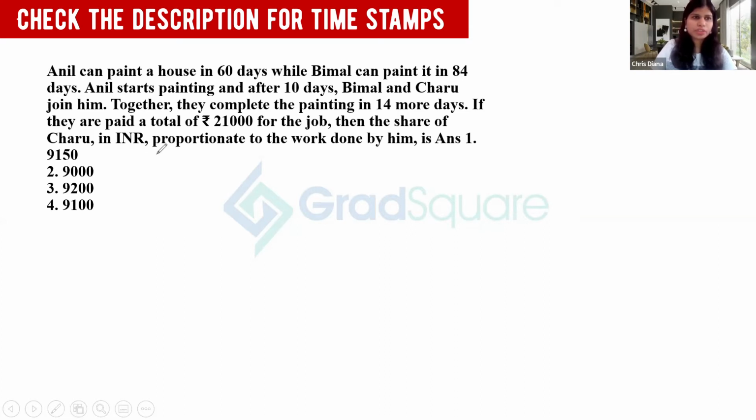A time and work question here. Anil can paint a house in 60 days, whereas Bimal can paint the same house in 84 days.